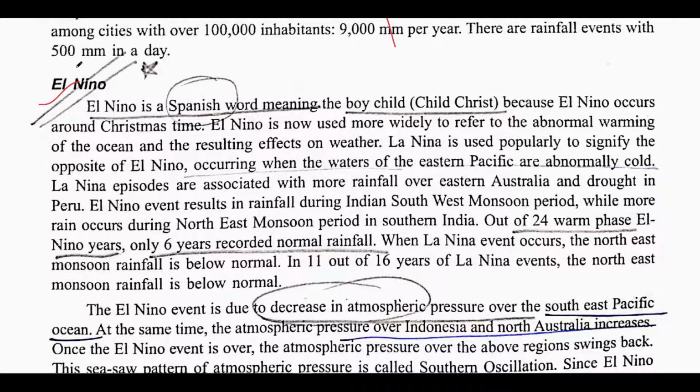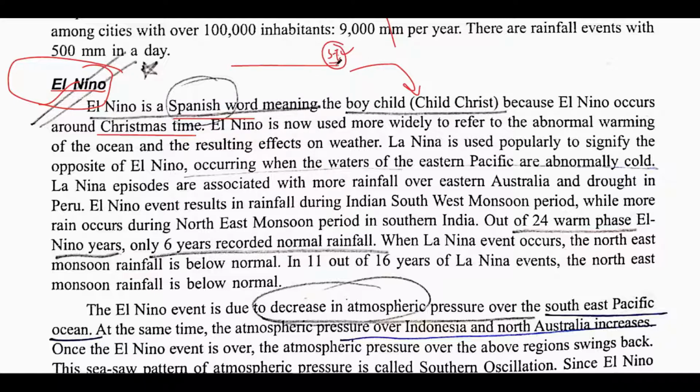Now El Nino, this is very important. El Nino is a very important topic. El Nino is a Spanish word that means boy child, and it occurs basically around Christmas time. See, basically this is the globe, this is the southeast part of the globe.